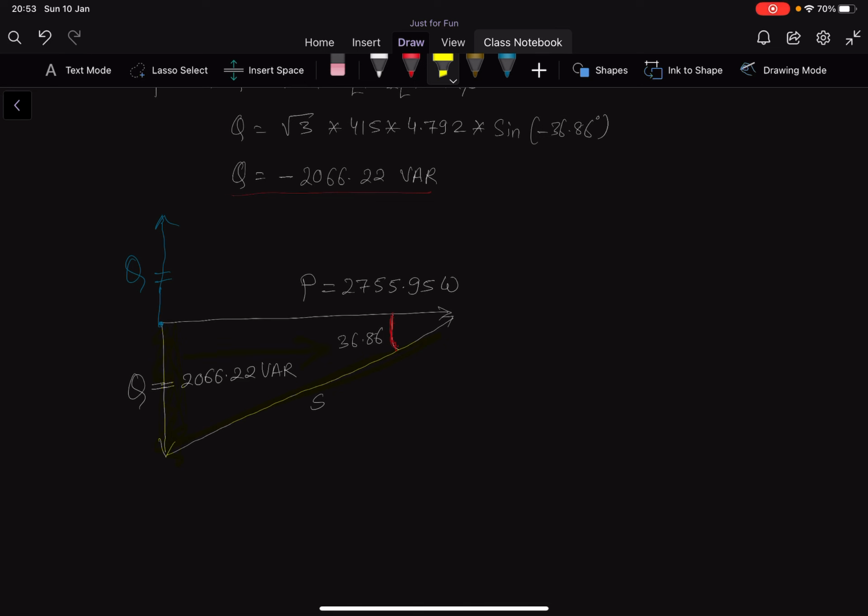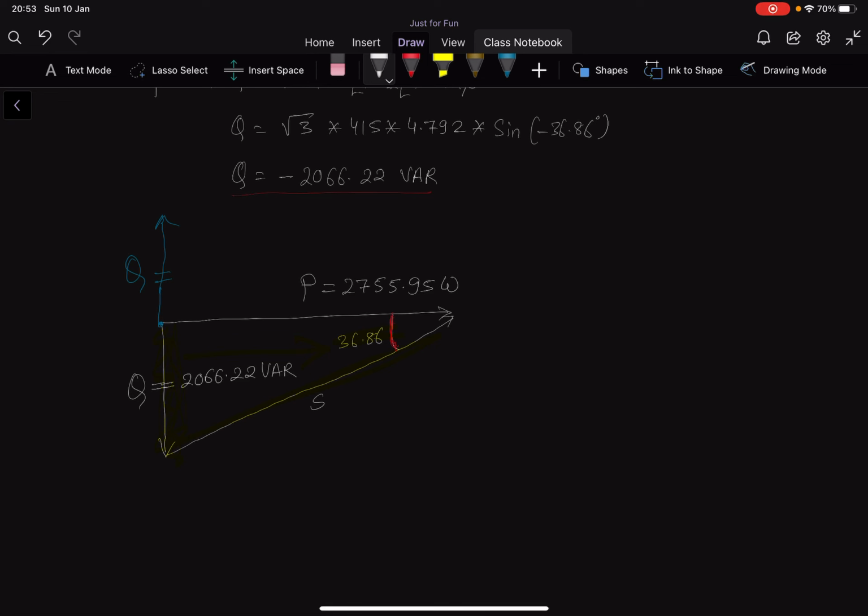So the angle is made by this reactive power. If we can support this reactive power by something else, that means we can reduce this angle to 0 degree. So we need to have something there which is going to provide this reactive power to the inductor, which is going to be a capacitor.